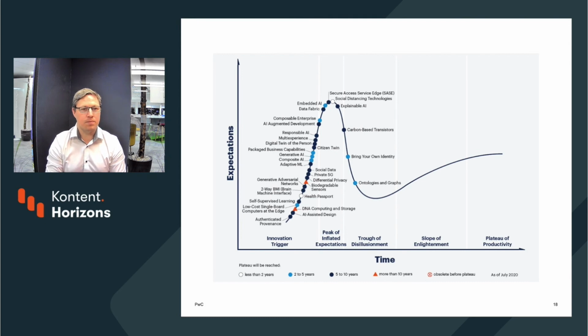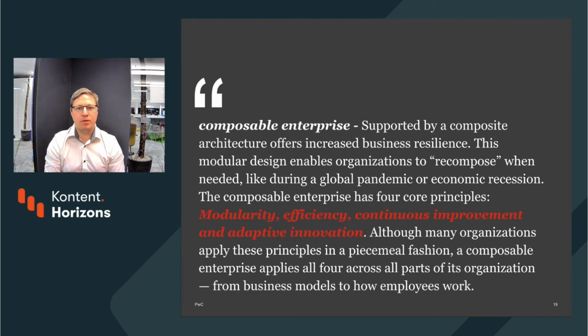And to conclude, I'm going to leave this with you as this is what the future holds for architecture. It's an extract from that same Gartner hype cycle, and it's describing the emergence of a new trend called composable enterprise, supported by a composite architecture. I'll take the time to point out that a composable enterprise is supported by modularity, efficiency, continuous improvement, and adaptive innovation, exactly the themes that we've talked about today. And on that note, seeing I've given away next year's presentation, thank you for listening.